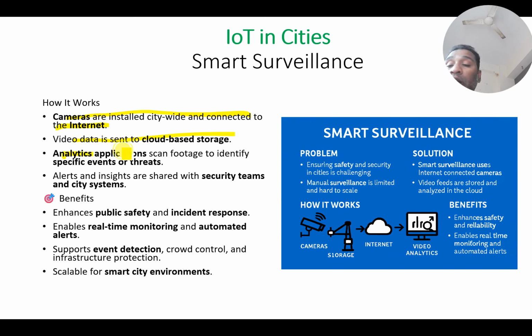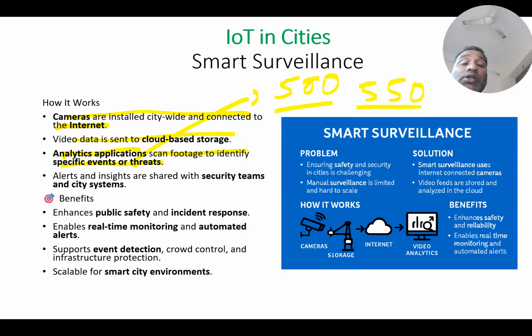Now the analytical applications can scan this footage to identify specific events or threats. Suppose there is a railway station which accommodates only 500 people, but 550 people are already inside, and the infrastructure of the station is not that good. They can evacuate the 50 people, and that way they can avoid a stampede, either by taking preventive measures or afterwards. The railway station example is enough.